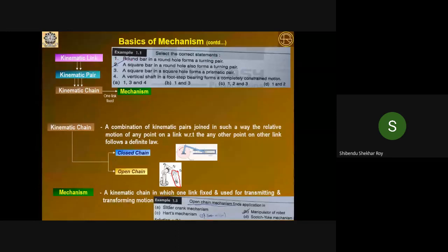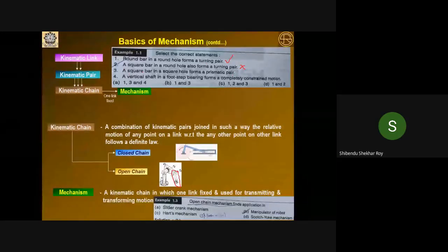One by one. Round bar in round hole may form the turning pair. It's a correct statement. Square bar in round hole is basically a meaningless thing, no? Yes, sir. So cross it, it is the wrong statement. It will not form the turning pair. It is a meaningless thing, as per my knowledge.